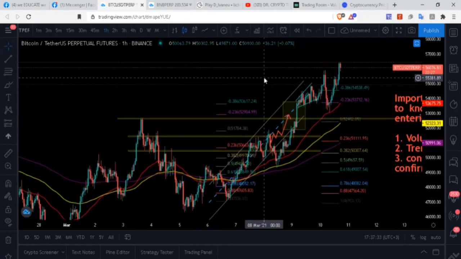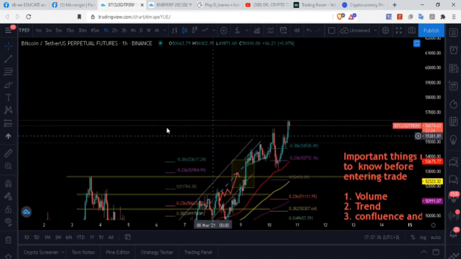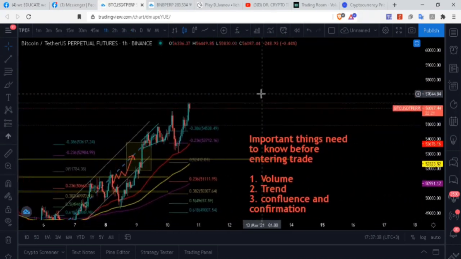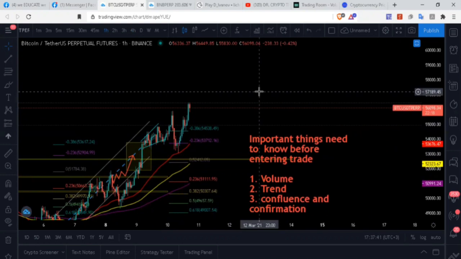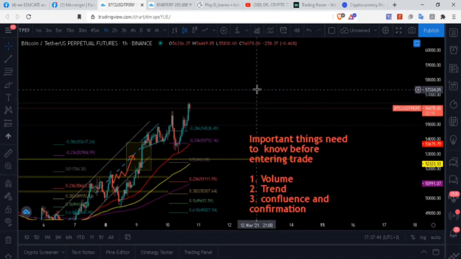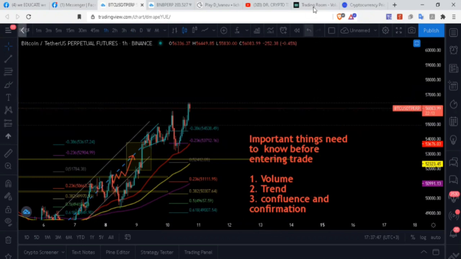So paano ba natin ma-check yung volume? Actually, meron tayong mga tools na ginagamit to check kung anong volume ng isang coin. Pwede tayo pumunta sa CoinMarketCap, select natin yung coin na i-trade natin, or I have this one, the trading tool, tradingroom.io. There is a tab there called volume scanner. Just one minute. We will try to check.